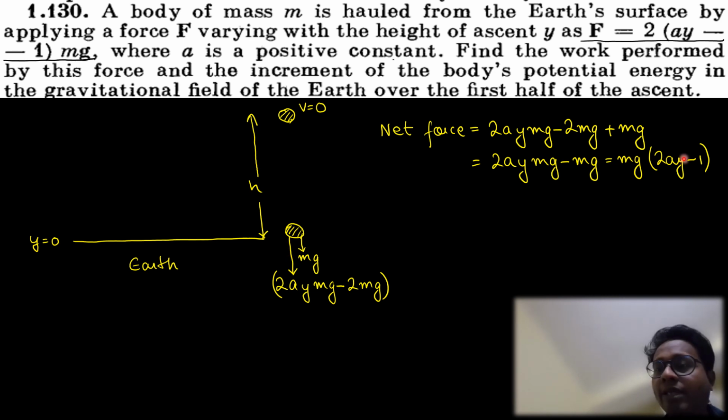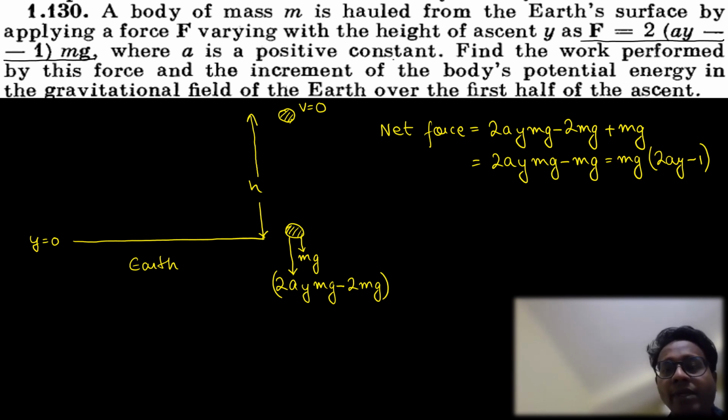If you look at the net force in the downward direction at y equals 0, I don't know the value of a, so at y equals 0, what will happen? It would become minus mg. Minus mg means the net force is in the upward direction. If you put y equals 0, the entire total force would be minus mg.